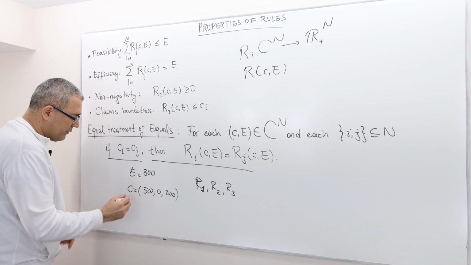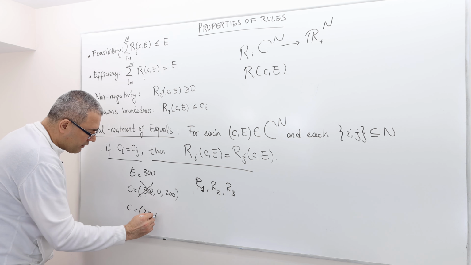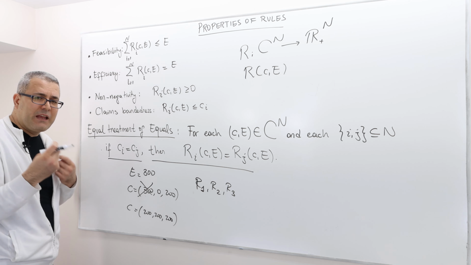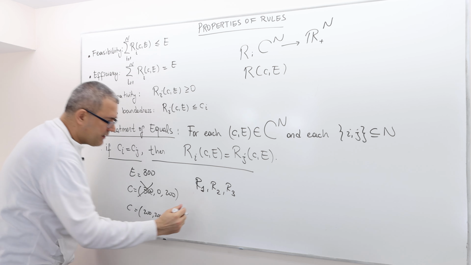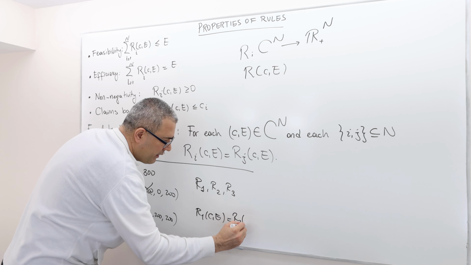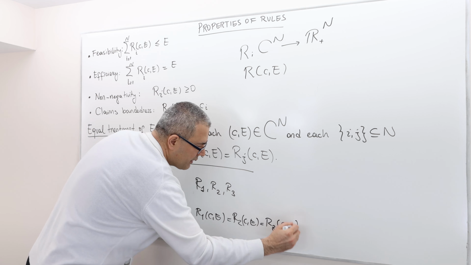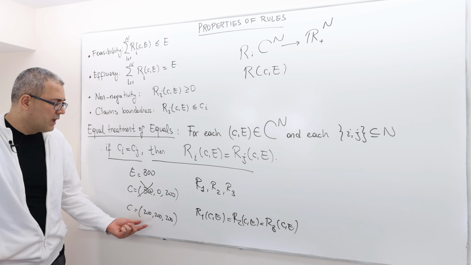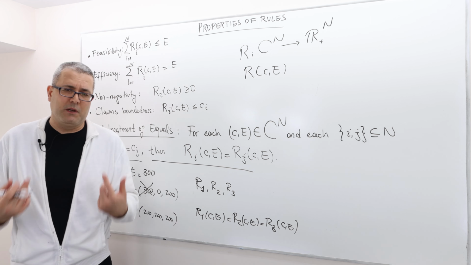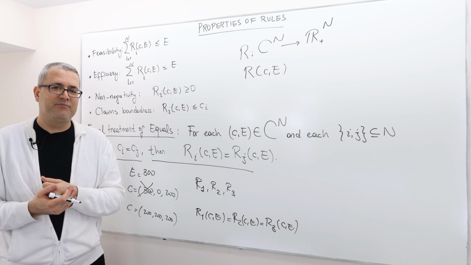Let's give another example. Let's consider this claims problem where the claims are 200, 200, 200. Every agent claims exactly the same thing. Then it says the first agent's award under this claims problem has to be equal to the second agent's award, which must be equal to the third agent's award. Because any two agents' claims are the same, any two agents' awards must be the same. That's what equal treatment of equals implies. I hope that was clear.